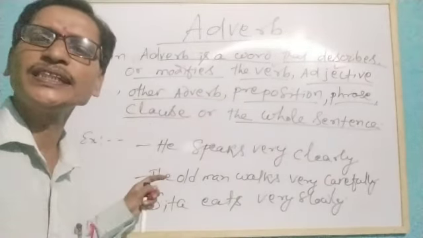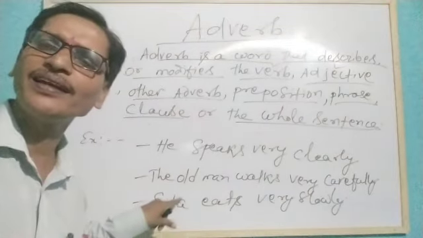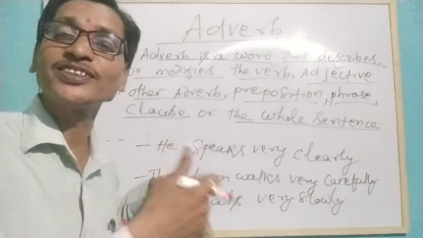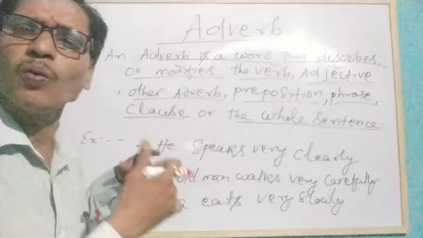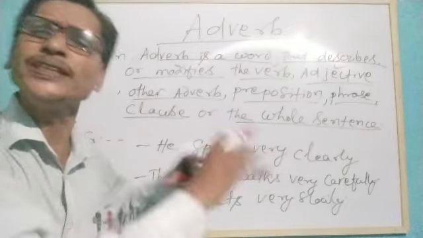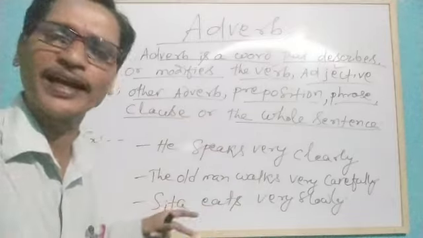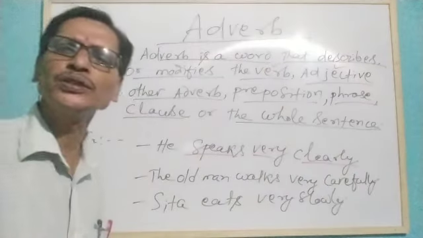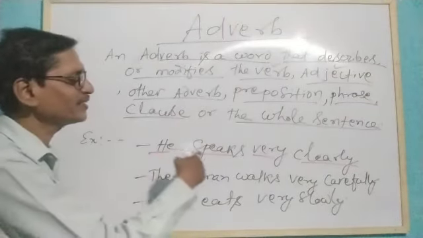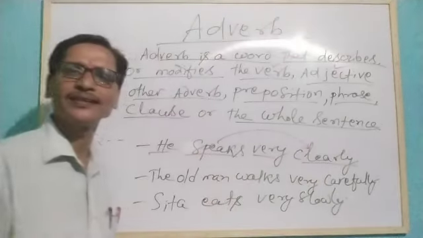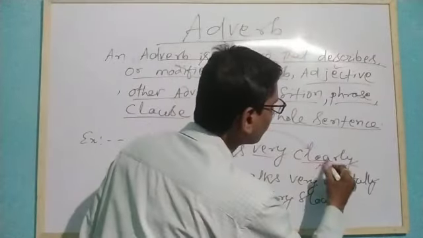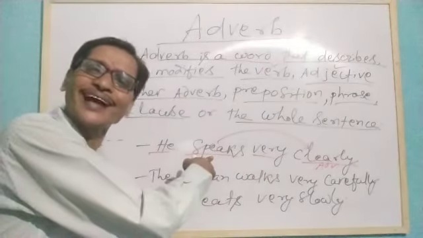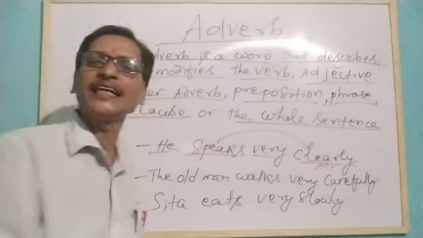Here I have written three different sentences, and we will find which words are functioning as adverbs, and which word's meaning they are enhancing or modifying. You see, he speaks very clearly. Who speaks? He speaks. The subject is he, and the verb is speaks. Here clearly is an adverb, because it is enhancing the meaning of the verb speaks.